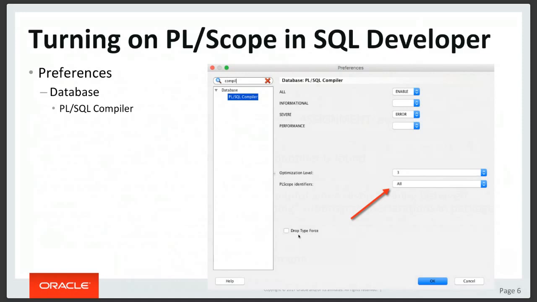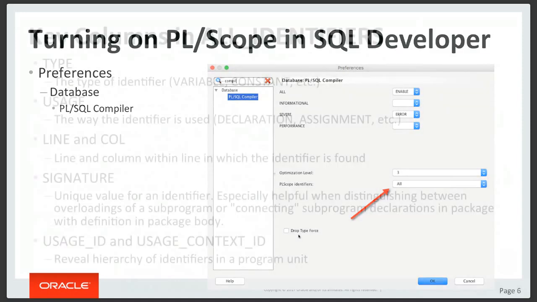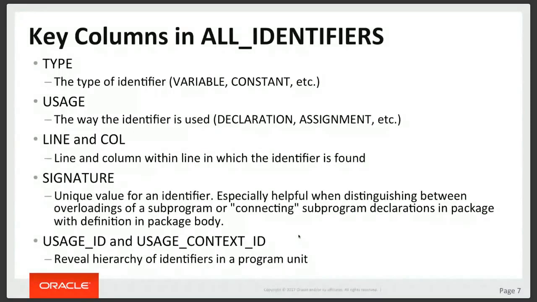Excellent. So you've got PLScope going. What are you going to do with it? Now, the objective of my talk today is not to give you in-depth knowledge about all the aspects of PLScope and the all identifiers view, because as you're about to see, there's a lot there. What I want to do is get you excited about the possibilities and point you to resources to help you leverage this after we're all done. So at a high level, some of the most important columns in all identifiers are the following.